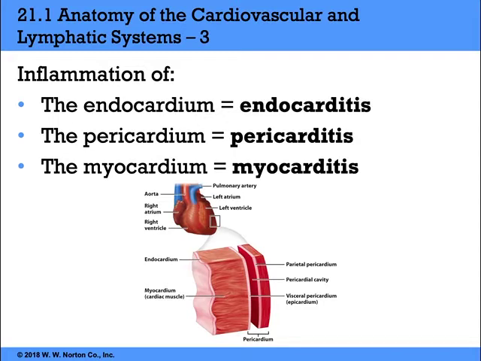The pericardium is connective tissue that surrounds the outside of the heart and has both a visceral and a parietal component. The visceral component clings to the heart itself. The parietal component lines the chamber in which the heart sits. And in between those layers is pericardial fluid that reduces the friction of the heart as it beats.